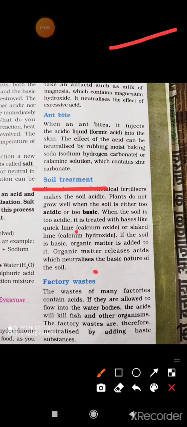So we have to add calcium oxide, that is quicklime, or slaked lime, that is calcium hydroxide. Okay, and the soil becomes neutral.